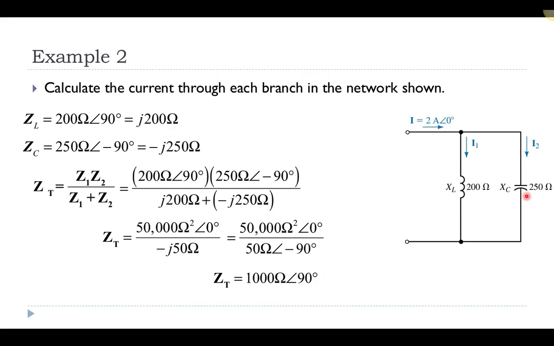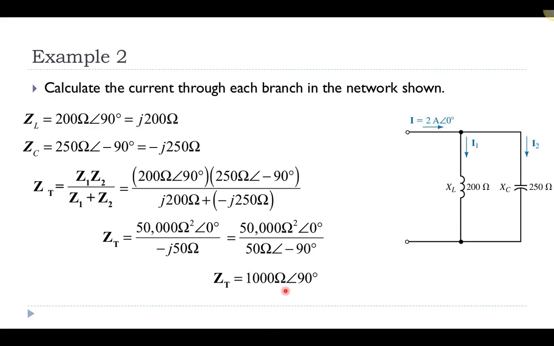So I have these two components, an inductor and a capacitor, and they're connected in parallel. Individually, they have reactance values of 200 and 250. And yet, when I combine them together, the total equivalent impedance, which is the resistance to the circuit, is much, much larger, right? It's 1,000. So 200 and 250, and I'm getting an impedance value of 1,000.